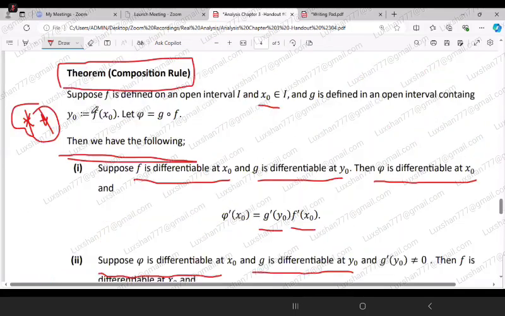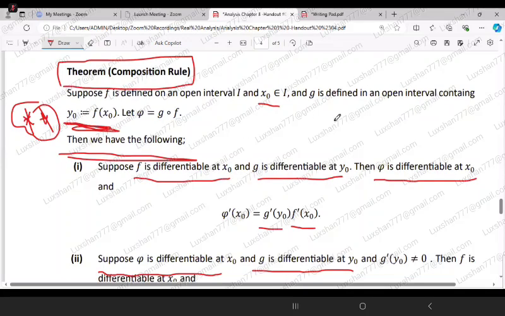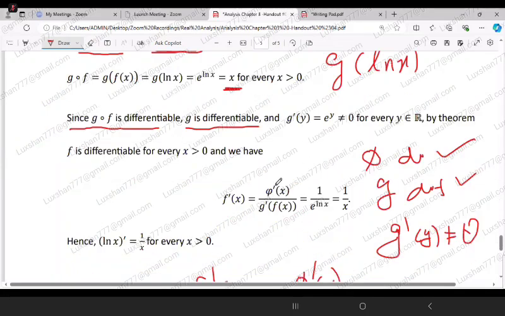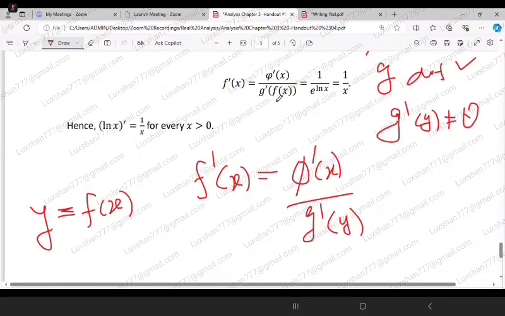Look at here. Y naught is equal to f of x naught. So that is why we are putting it here. So phi dash x over g dash y, where y is equal to f of x. Therefore 1 over e to the power ln x. Therefore that is equal to 1 over x. Therefore we are finally concluding ln dash x is equal to 1 over x.